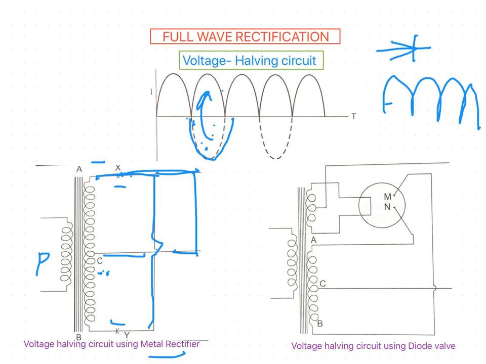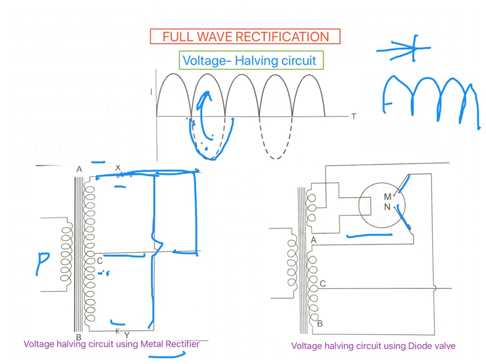In this diagram, this one is the diode valve. This diode valve is having two anodes, M and N. Two anode plates are used for getting the full wave rectified currents. Normally we have used only one plate in the description of the diode valve. So here we are using two anode plates to get full wave rectified current.